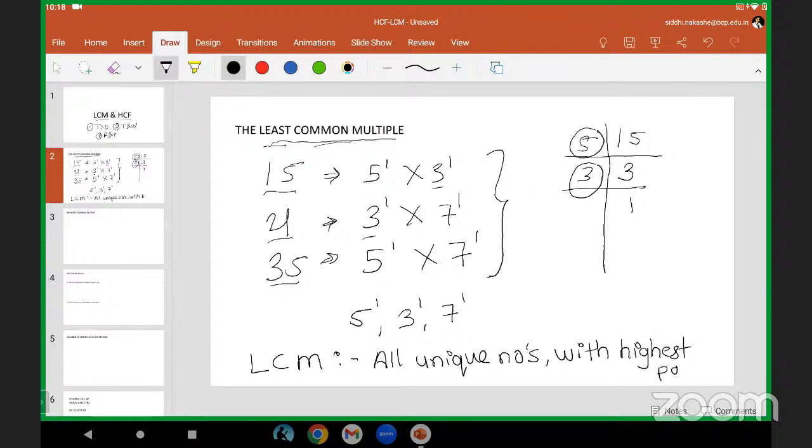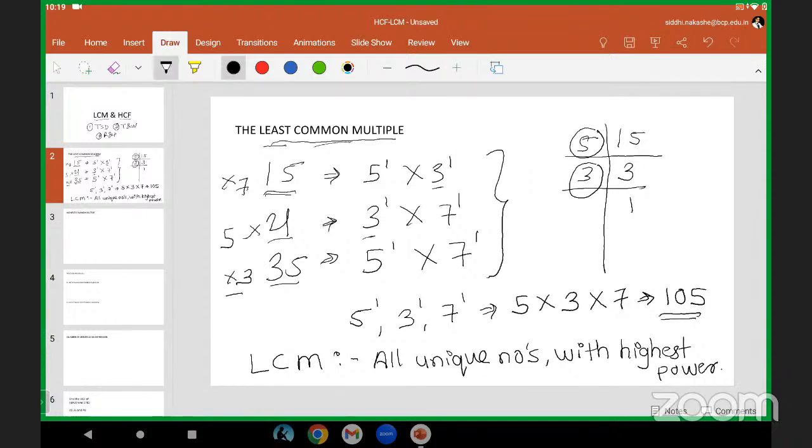With highest power. Fine. Now after this, we multiply every number: 5 into 3 into 7, that is nothing but 105. Now when we look at this table, 15 sevens are, 21 fives are, and 35 threes are. So this is the least common multiple. We'll focus again that all unique numbers are to be considered while multiplying, with their highest power. Here the highest power was only 1.